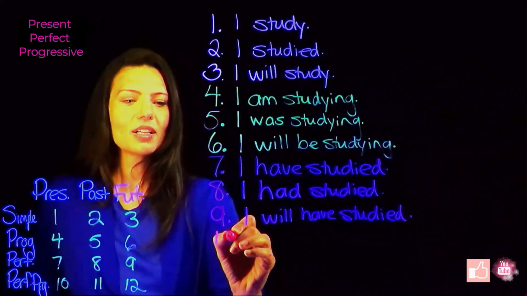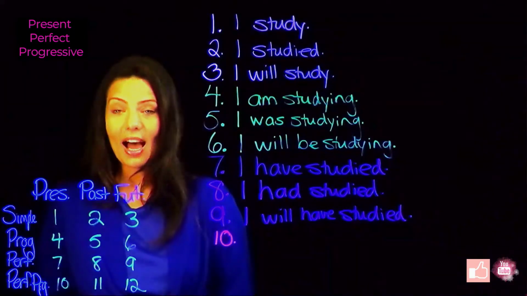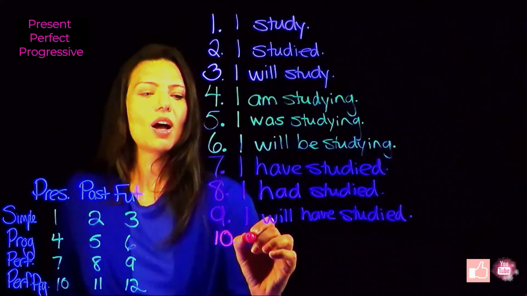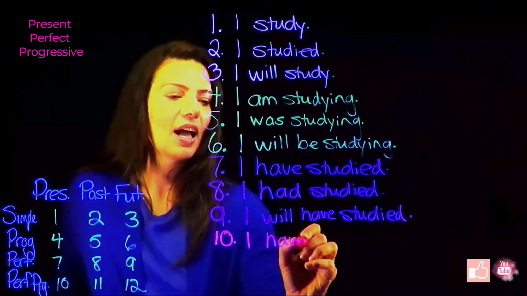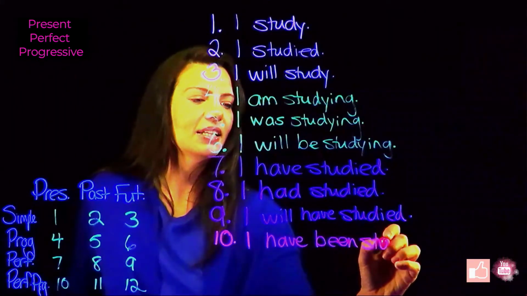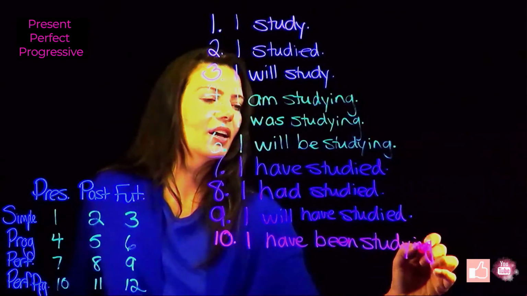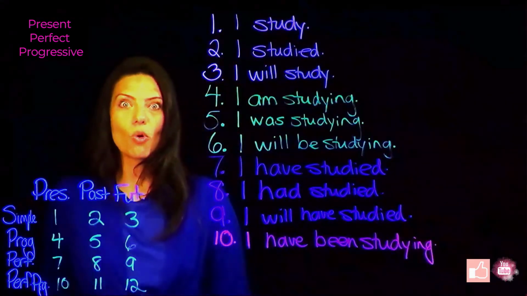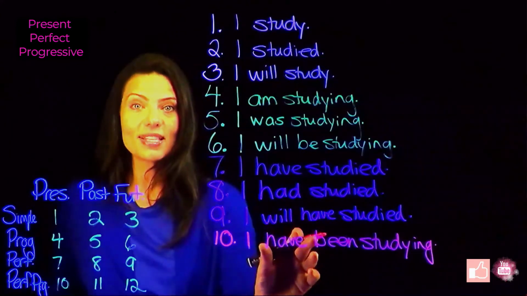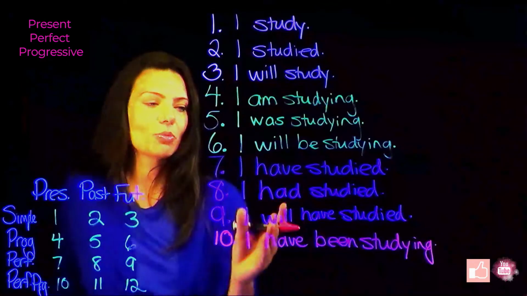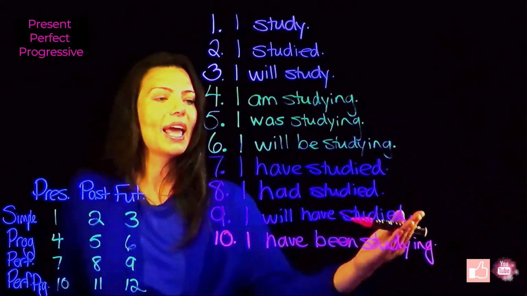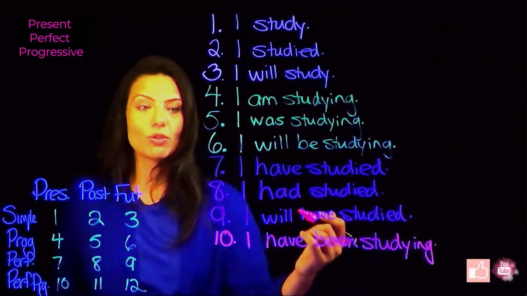So for number 10, we have the present perfect progressive. So I have been studying for 4 hours and now I'm really tired. So in this case here, I have is the helping verb, been is the past participle, and verb ing. So you can really see how we're using past participle and we're using the verb ing to combine those 2 forms together.